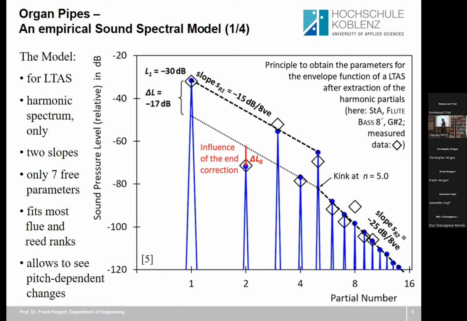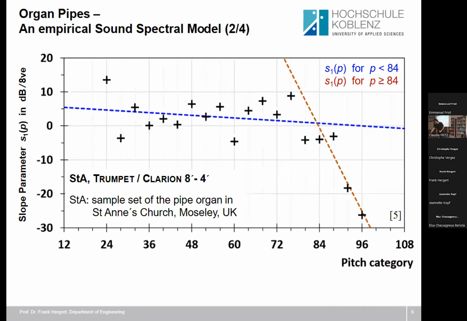And this is, of course, pitch dependent. So if I do this for all the pipes across the pitch over 5 octaves, I get something like this. This is showing 1 parameter. This was the slope, the first slope. And then you see the blue line is a fit through all these measured slopes. And then at the last octave, the slope is steeper.